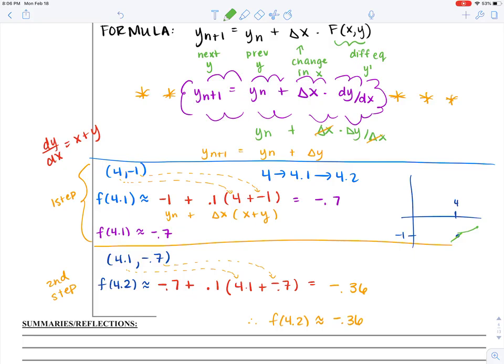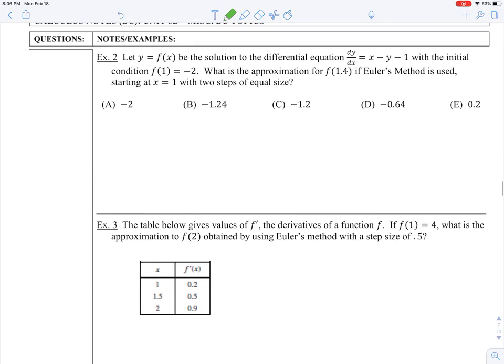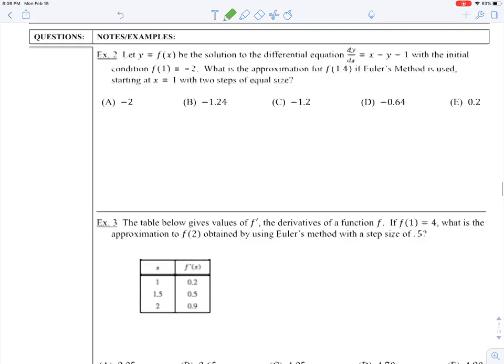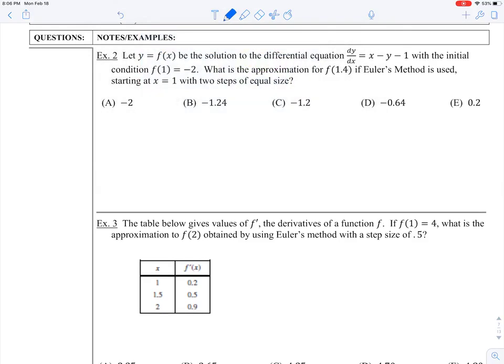Okay? So what I want to do next is look at some styles of AP questions for this, because this is a pretty easy concept. So what is it going to look like on the AP exam? And I've got, I think, 3 examples we're going to run through. Okay? I'll probably do 2 of them with you and then let you guys try one.